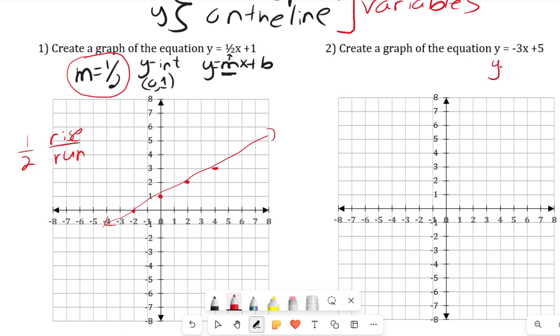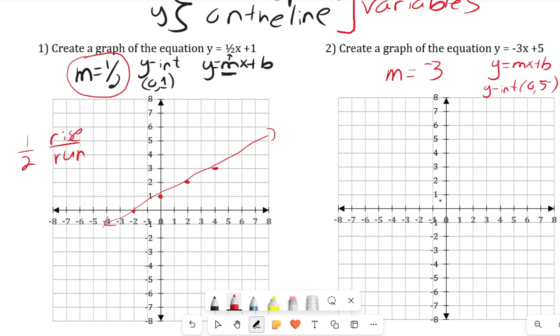Let's create a graph of the equation y equals negative 3x plus 5. Okay, in this situation, I see the equation is in slope-intercept form. The slope is negative 3. The slope is always a number multiplied by x. The y-intercept, or the b value, is 5, so that's the point (0, 5).